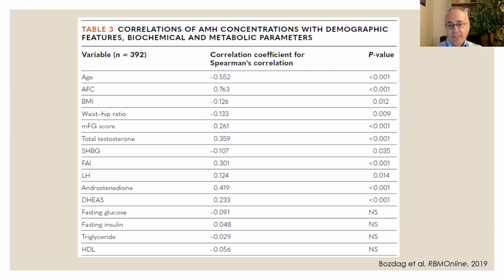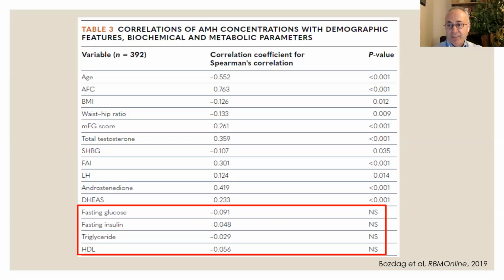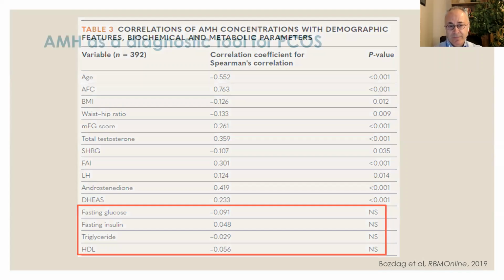And more importantly, if we look at the association of AMH and the features of the syndrome, you see the AMH is associated with age, BMI, waist-to-hip ratio, androgen excess parameters, both clinical and biochemical, but AMH is not associated with metabolic parameters that are available to us from this study in unselected women. So as far as I know, this is the only AMH study on unselected women. So we need more studies.